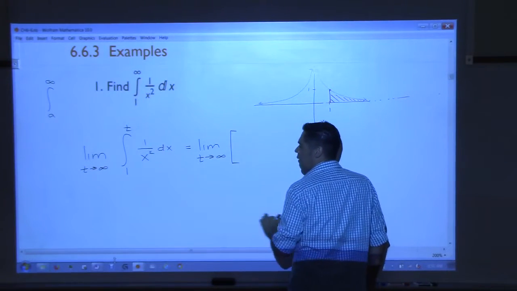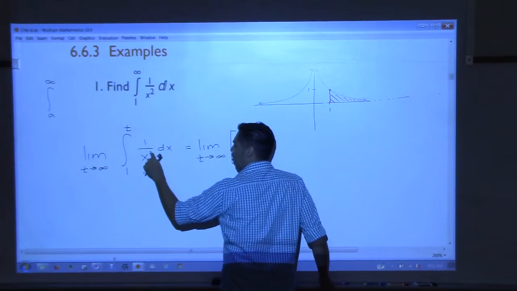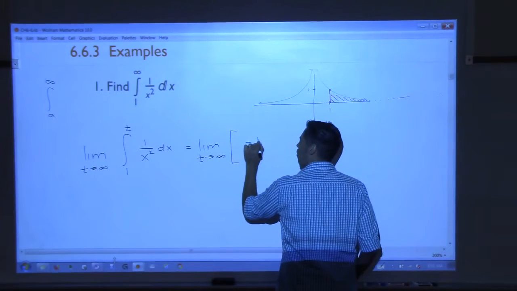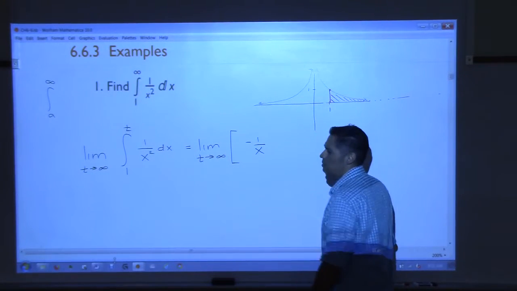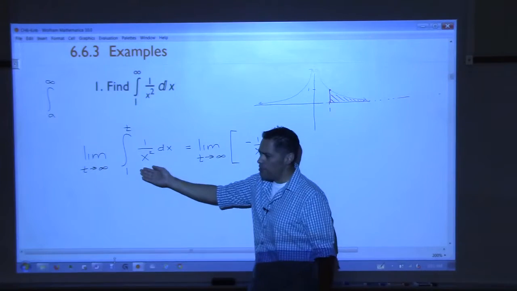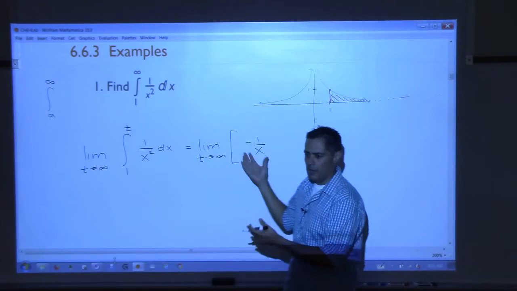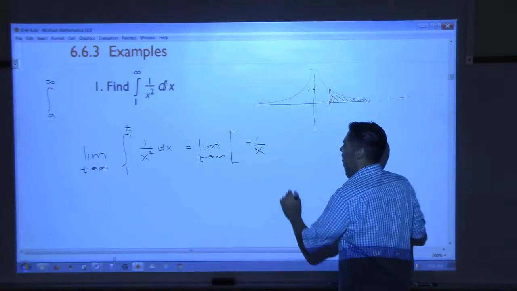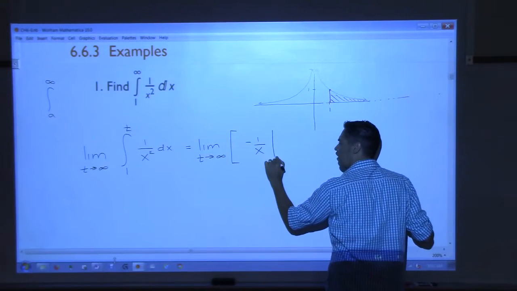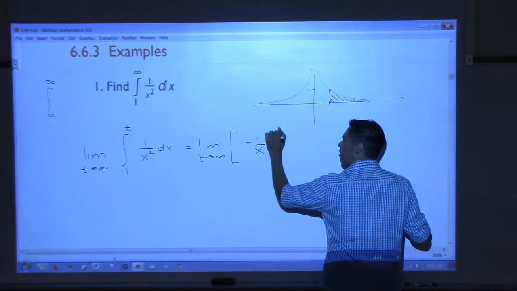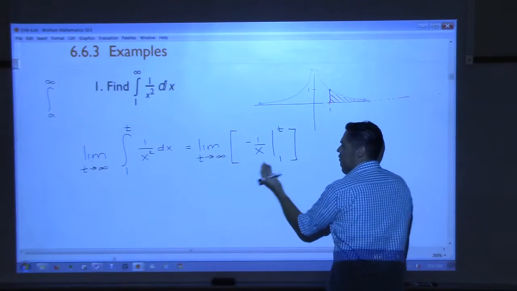I'm going to use a bracket. The antiderivative of 1 over x squared is negative 1 over x. So that's really like x to the negative 2, and then the antiderivative of x to the negative 2 is negative x to the negative 1. We've done that enough? Yeah? Okay, then we put the evaluation bar here. I put a 1 down here and a t down here. So that's basically from last class, right?